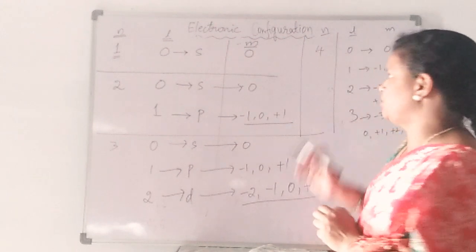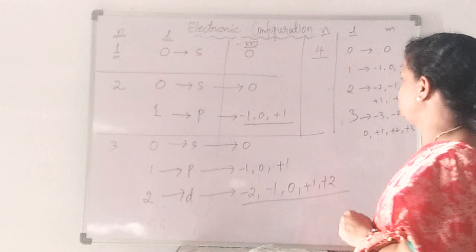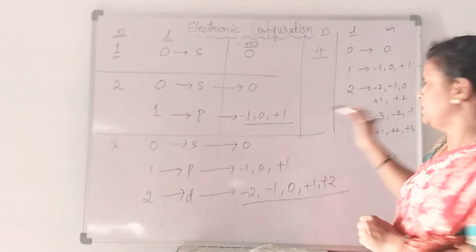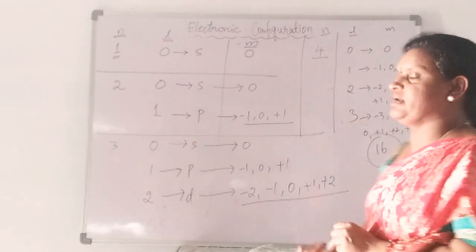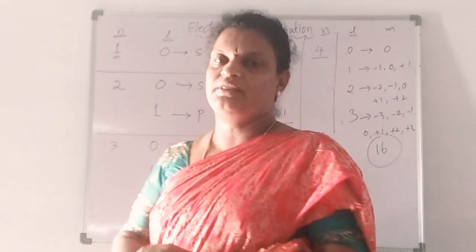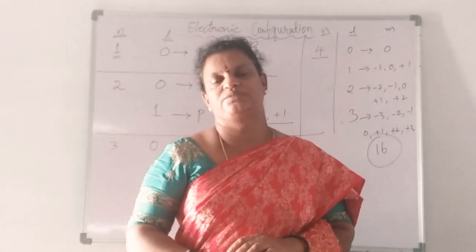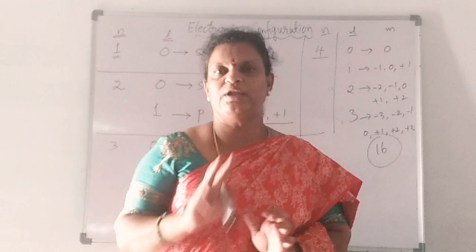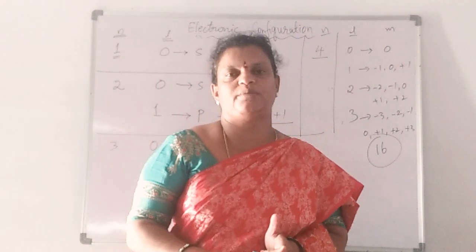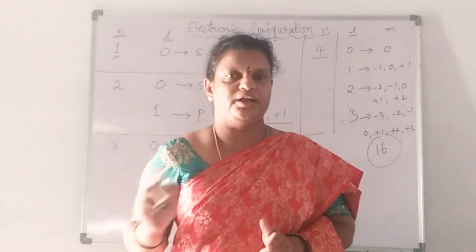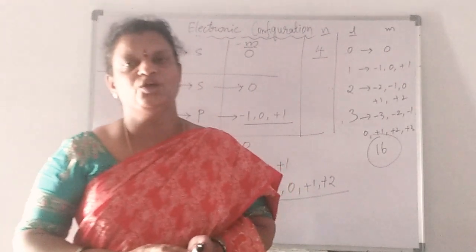So altogether how many orbitals are present in this fourth shell? 1 plus 3 is 4, 4 plus 5 is 9, 9 plus 7. Altogether here 16 orbitals are present in the fourth shell. That is why the number of electrons present in the fourth shell is nothing but 32 electrons, because in each orbital 2 electrons are accommodated. Altogether, 16 orbitals into 2 electrons. Right. So maximum 32 electrons are accommodated in the fourth shell.